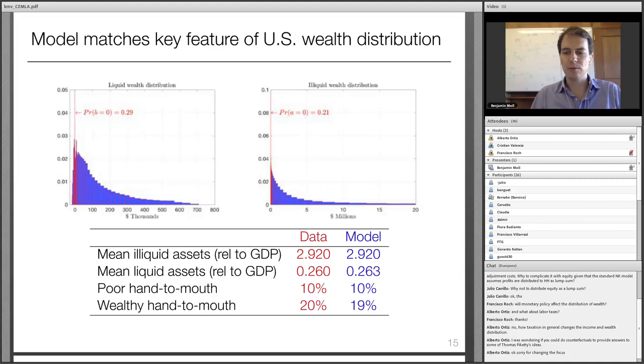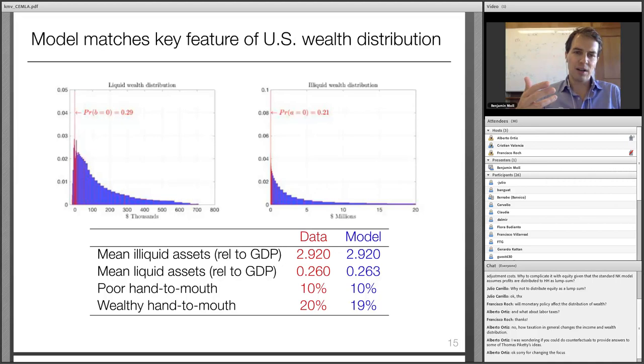Well, one thing I should mention, and this is important if you wanted to do an exercise like this: one thing our model does miss a little bit is the very, very top of the wealth distribution. The top 1% wealth share in our model is too low relative to the data, in particular in liquid wealth. Illiquid wealth is actually fine, but for liquid wealth, it's too low. There's a table in the paper where you can see this. And this is just a feature of these Aiyagari type models in general.